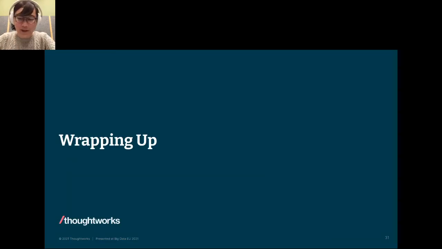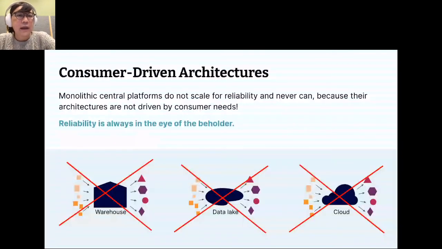So I am just about on time here, and I have one more slide to talk about before wrapping up. I mentioned earlier that we want to build consumer-driven architectures. What I'm really talking about is the death of the monolithic central platform.